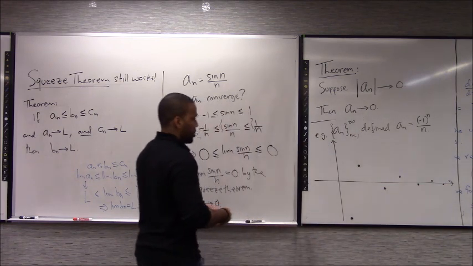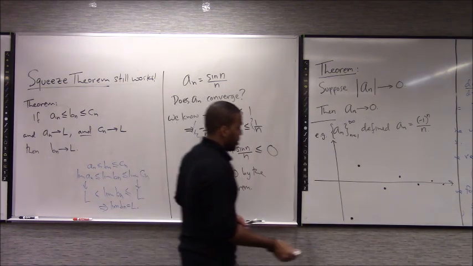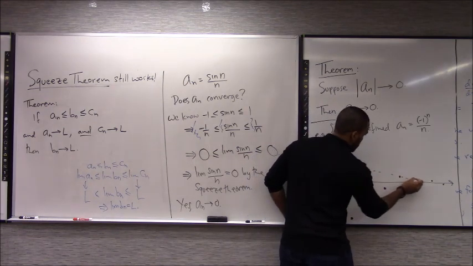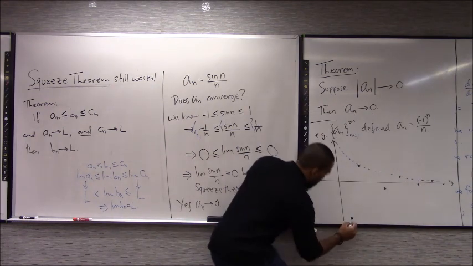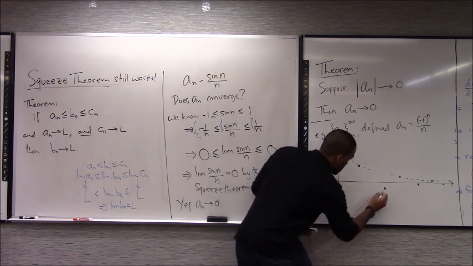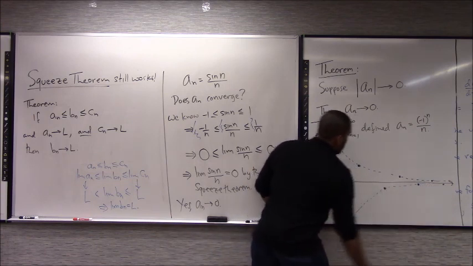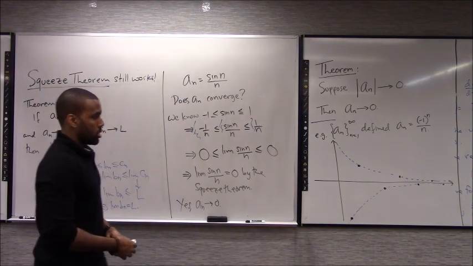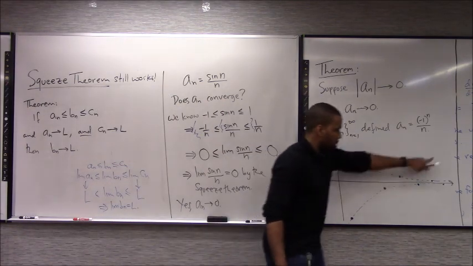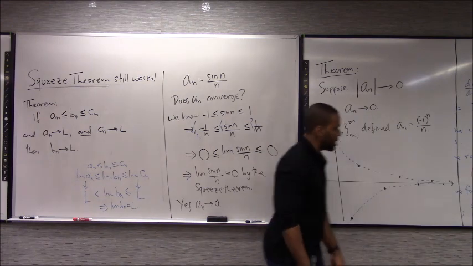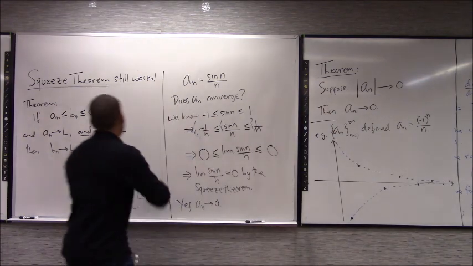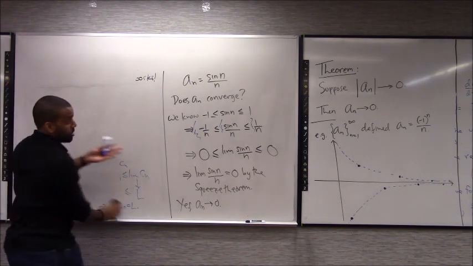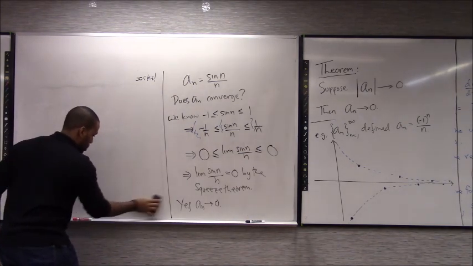You'll notice that the guys on the top, they're trending like this. And the guys on the bottom, they're trending like this. But you'll notice that they're both actually trending off to 0. So while I'm jumping up and down, I'm kind of eventually settling somewhere. Now, looking at the graph, you should be able to tell what that is actually converging to.